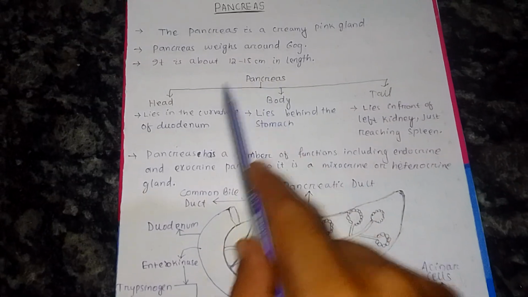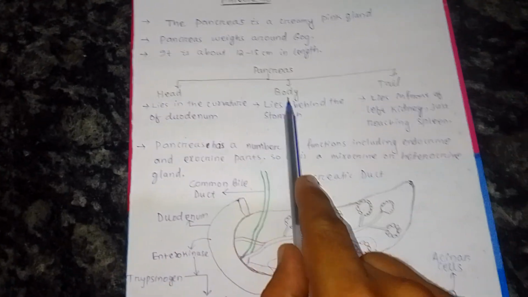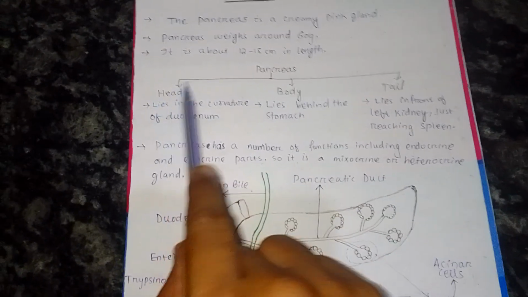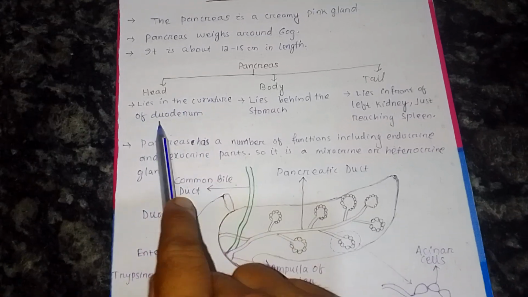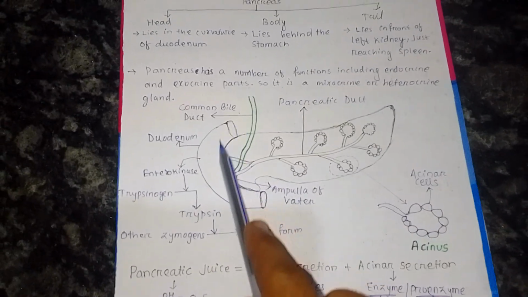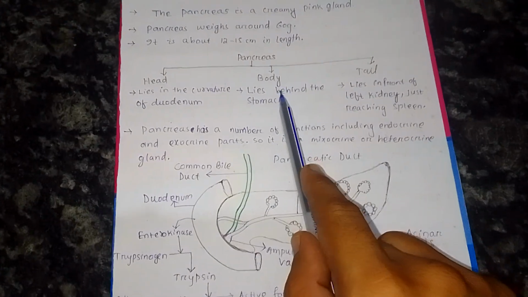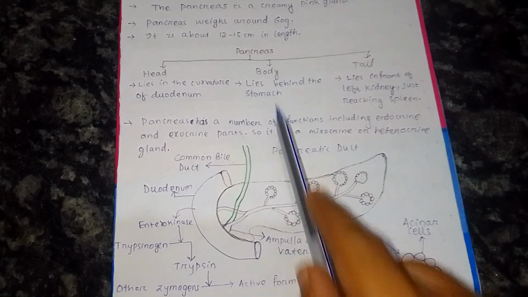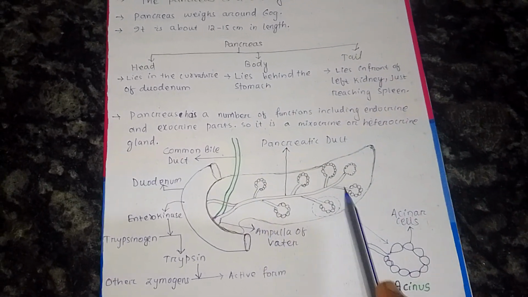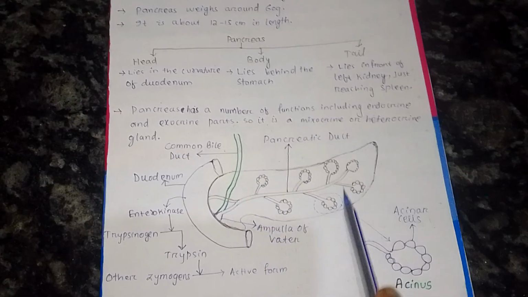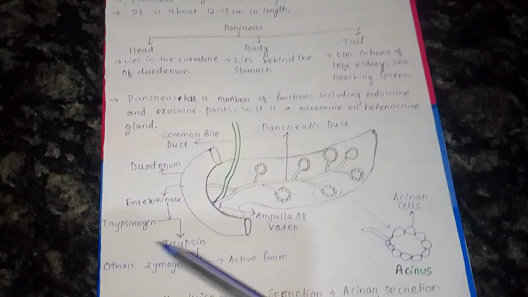The pancreas is mainly divided into three parts: head, body and tail. The head part lies in the curvature of the duodenum. Here you can see this is the duodenum and this is the head part of the pancreas. The body lies behind the stomach. This part is the body of the pancreas, and this part lies behind the stomach.